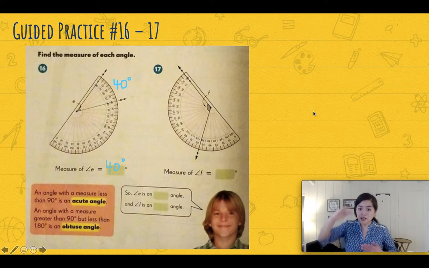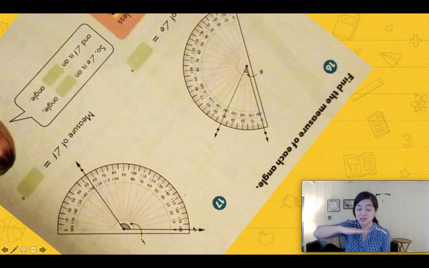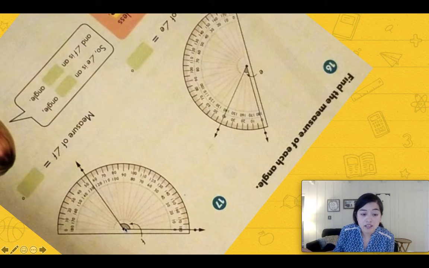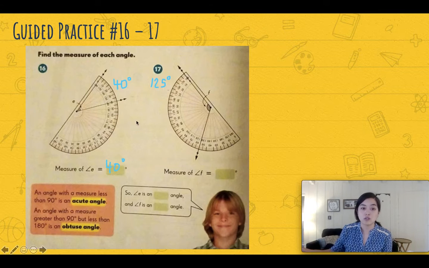Let's do 17. I'm going to move the paper around. Ta-da! So I moved it around. This ray is horizontal to the ground, and the vertex is at the center of the protractor. This other ray goes through 0 at the inner scale, so let's use the inner scale to measure. It looks like it's right between 120 and 130. What's halfway between 120 and 130? That's 125 degrees.